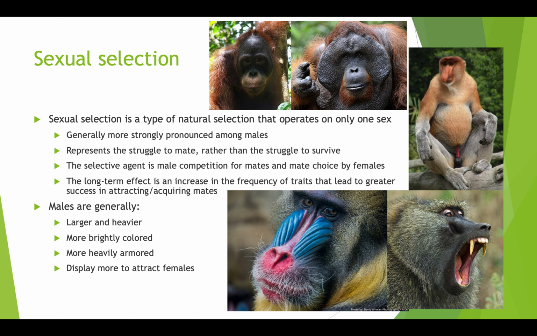We see this same sort of relationship among mammals. Males are generally larger and heavier. That's what we see with this top picture here of orangutans. This is a male Bornean orangutan. This is a female Bornean orangutan. Males are 2 to 3 times as large as females.